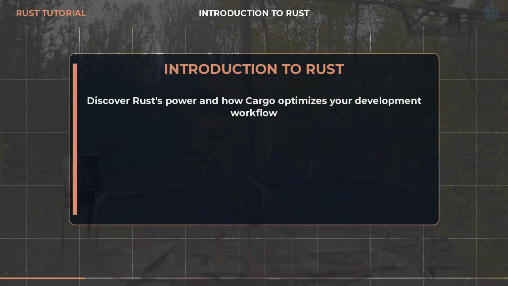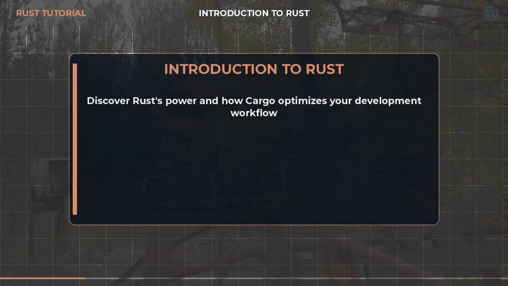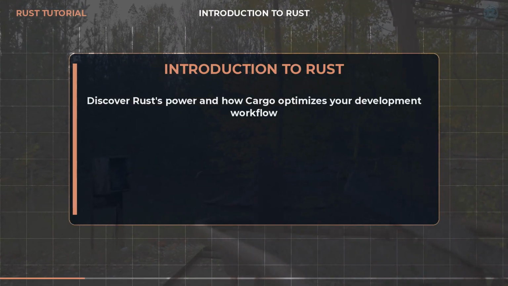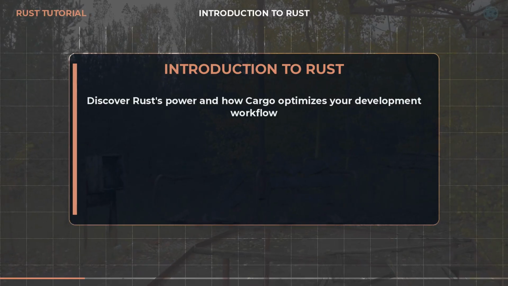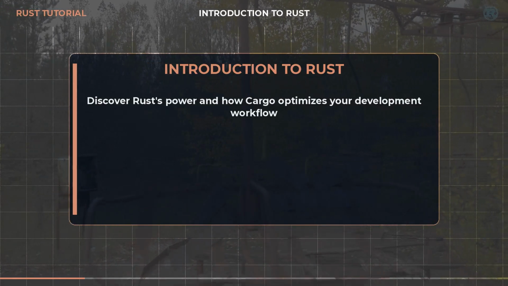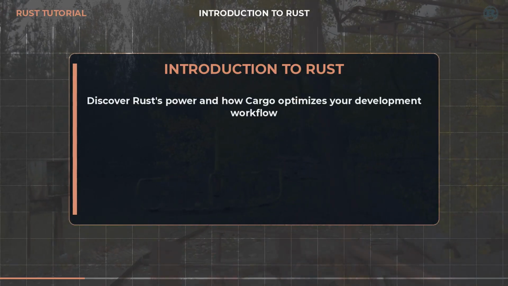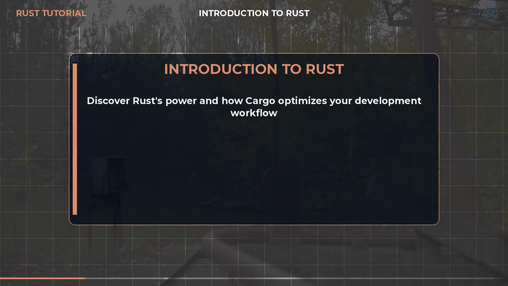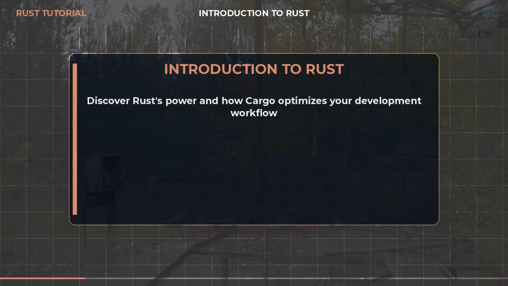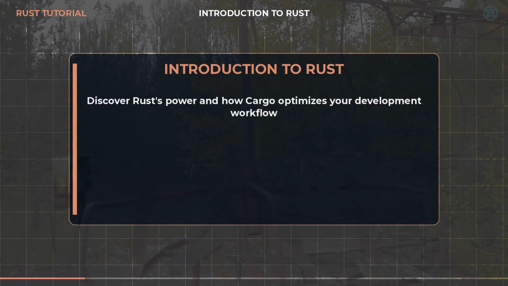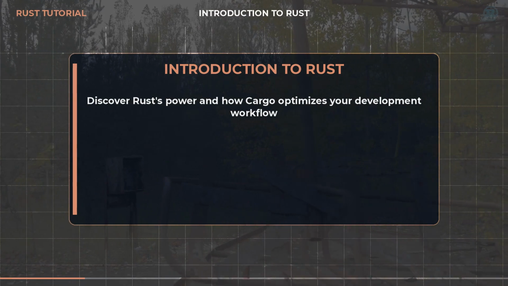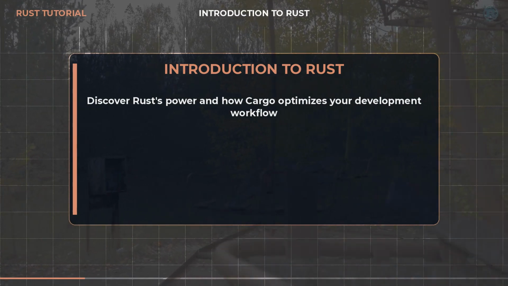Rust, known for its safety and performance, is a systems programming language that empowers developers to build robust and efficient software. At the heart of Rust's ecosystem is Cargo, its powerful package manager and build system. Understanding and mastering Cargo not only helps in managing dependencies and building projects effectively, but also streamlines your entire development process, enhancing productivity and ensuring you leverage Rust to its fullest potential.